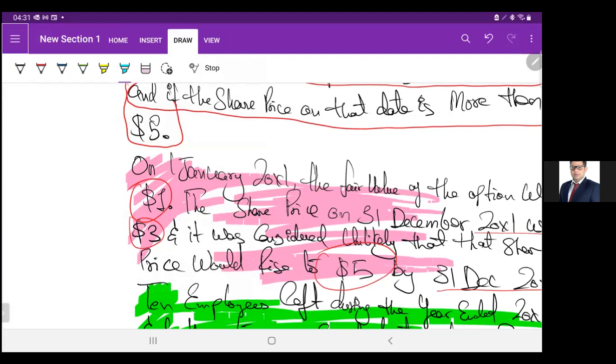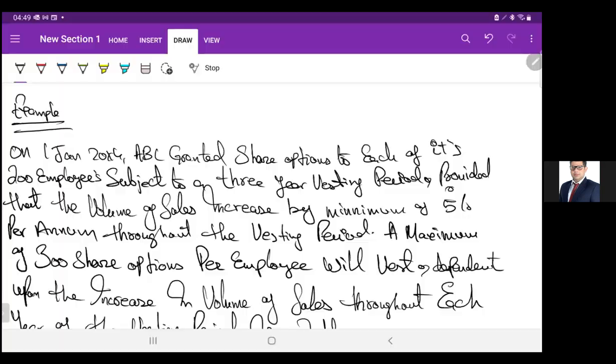And again, we have one more example to be done. Let us look at the example, and here it is. On 1st January 2004, ABC granted share options to each of its 200 employees, subject to a 3-year vesting period, provided that the value of sales increased by a minimum of 5% per annum throughout the vesting period.